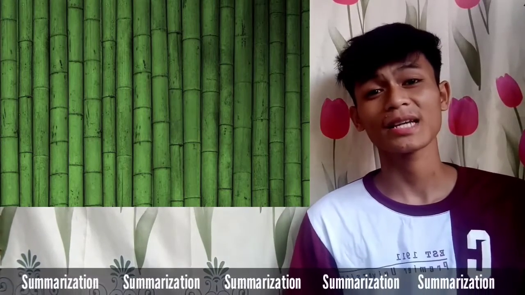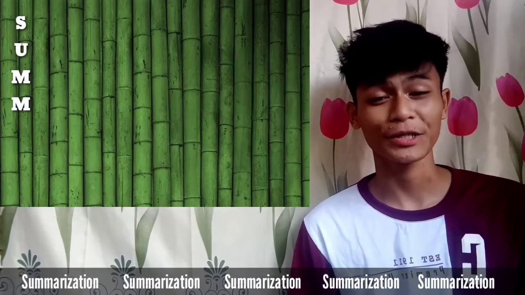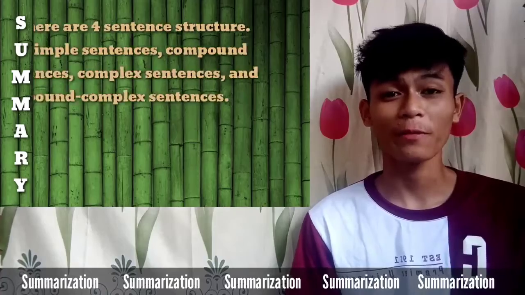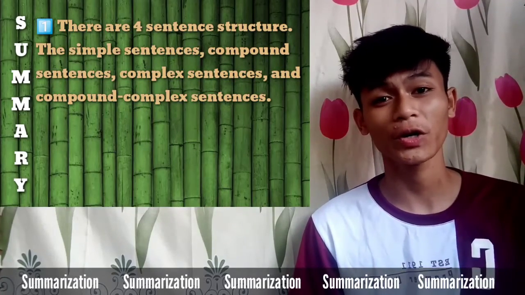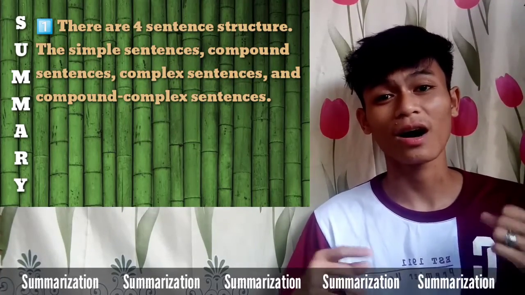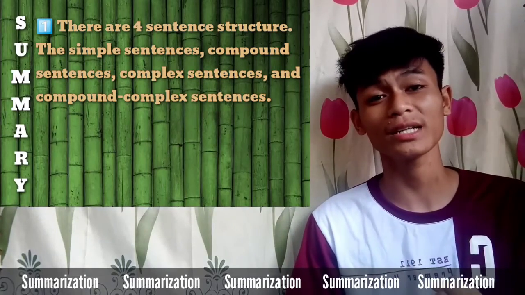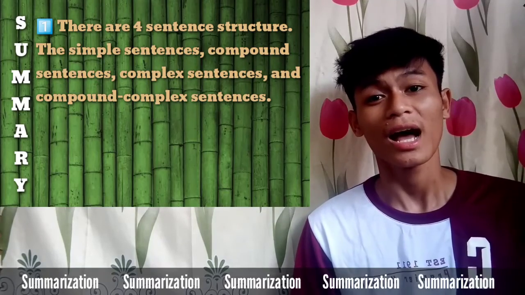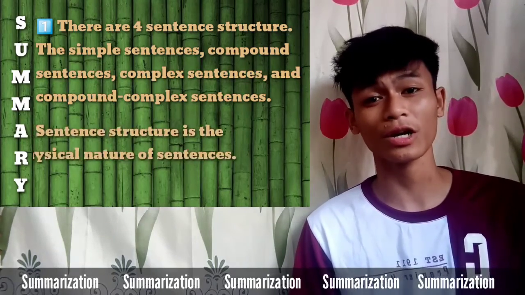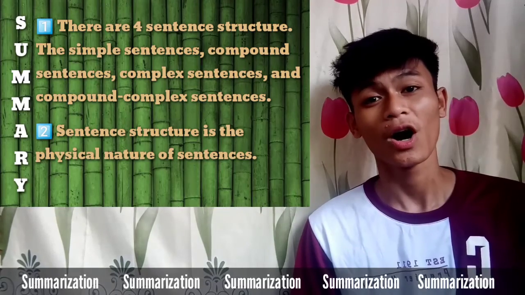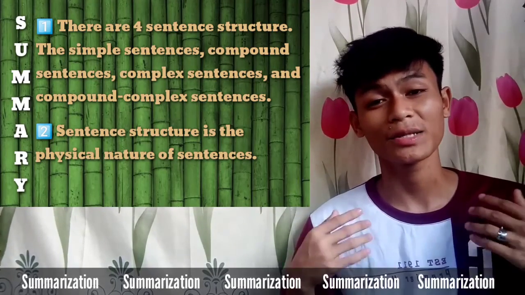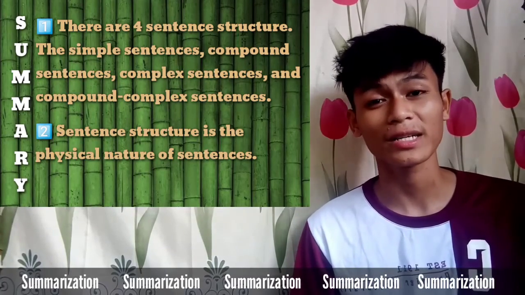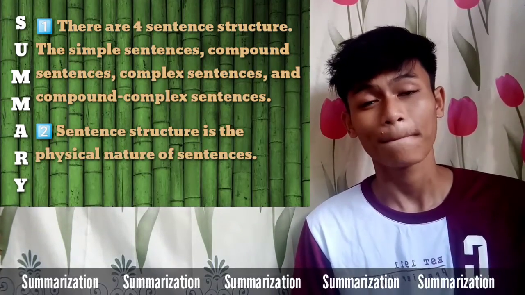So to end this, let's have first a short summarization of what we have tackled today. Again, there are four basic sentence structures in English. These are simple sentences, compound sentences, complex sentences, and compound complex sentences. And remember also that sentence structure is the physical nature of sentences, and it is very important for us to create more creative and interesting sentences in our paragraphs.